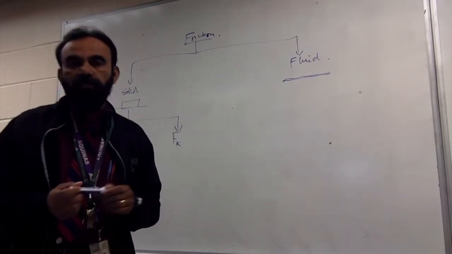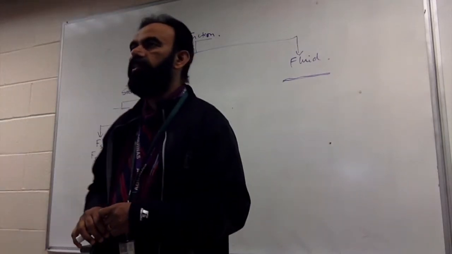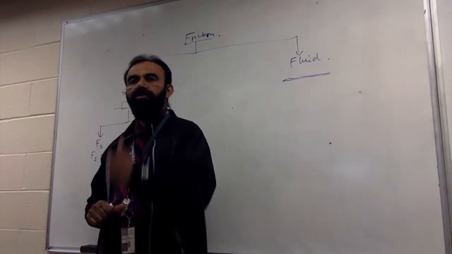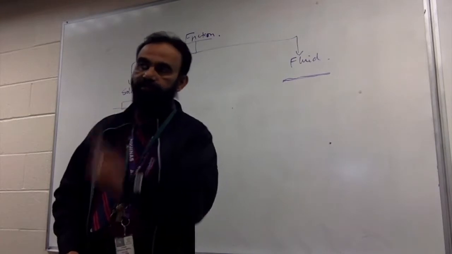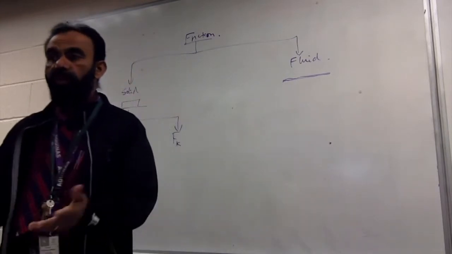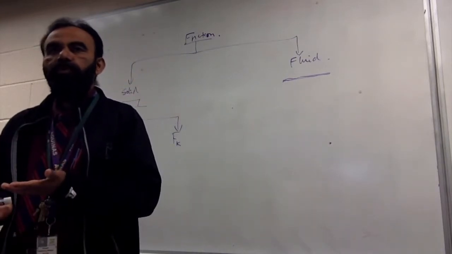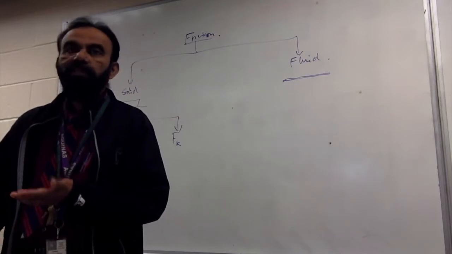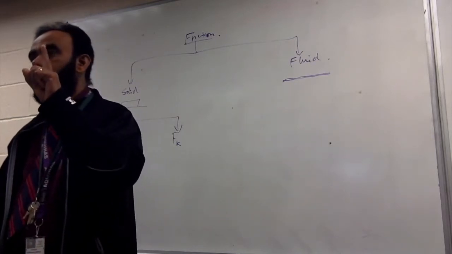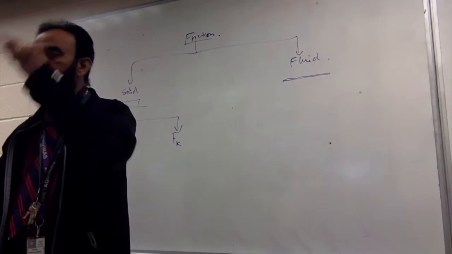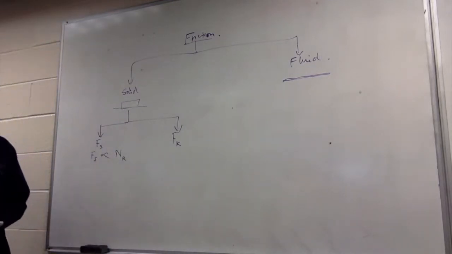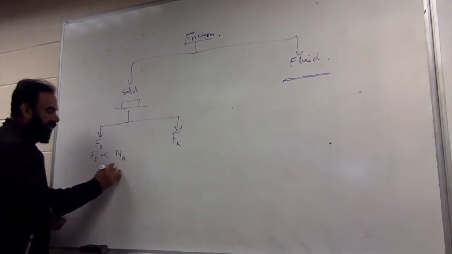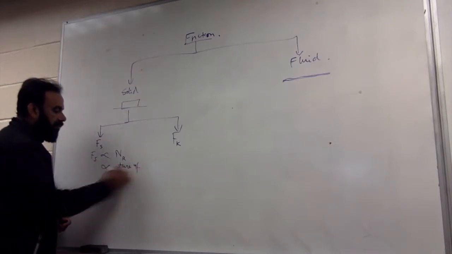The limiting value of static friction depends on the normal force, the force applied by the surface on the object. If you're talking about your car, then how much force is the car applying on the surface? That much force the surface is applying on the car, that is the normal reaction. So static friction depends on that. And what else static friction depends on is the nature of surfaces.